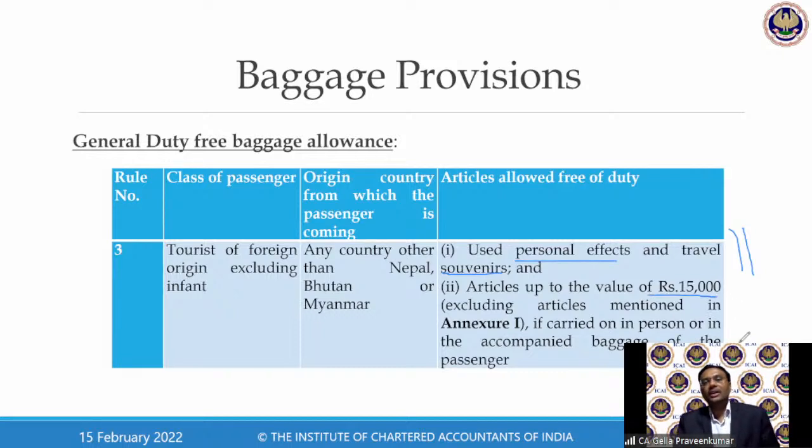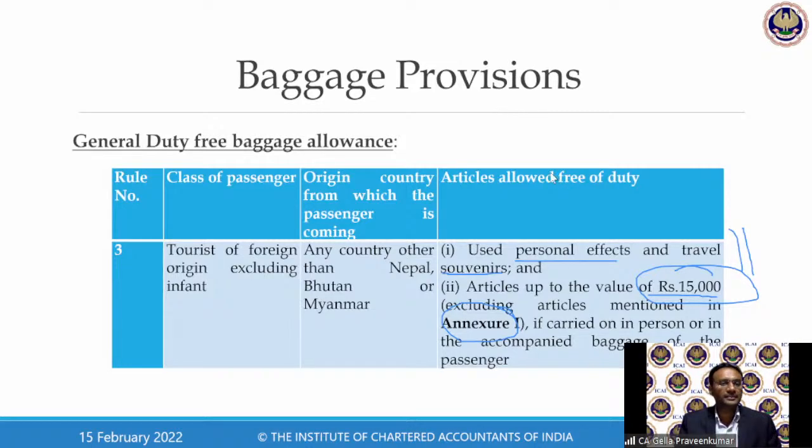Now, what if he is going to get some imported gifts or some items in addition to personal effects? Those are the articles where they say above 15,000, it is subjected to customs duty. And again, articles mentioned in Annexure 1. So whatever articles form part of Annexure 1, and those gifts up to 15,000, no need to pay any customs duty.